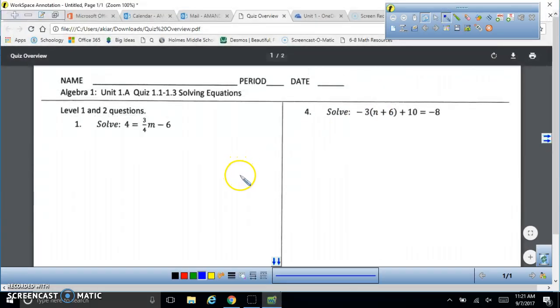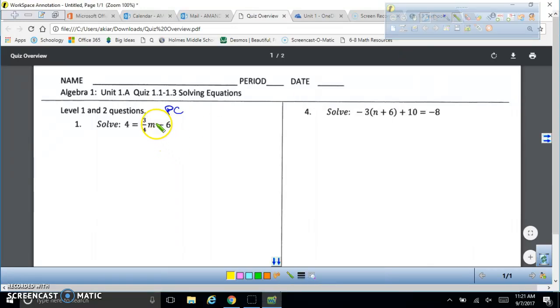So we're going to solve for M. First thing I'm going to look at: is there parentheses? No. Are there like terms? Yes. Let me go through and highlight them so I can show you. There's a -6 and a 4. This 3/4 M does not have a like term. Again, it does not have a like term, so we're leaving that one all by itself.